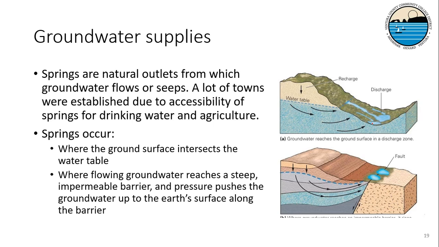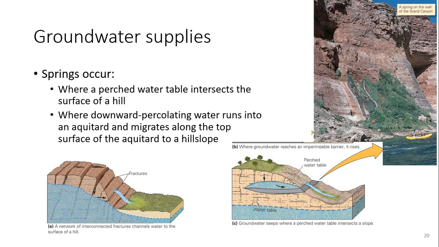And springs are natural outlets, and a lot of towns were established due to the presence of springs because they made it very easy to have drinking water, and that could be used for municipal or agriculture uses, as opposed to having a well that you have to drill or something like that. So springs are naturally occurring.